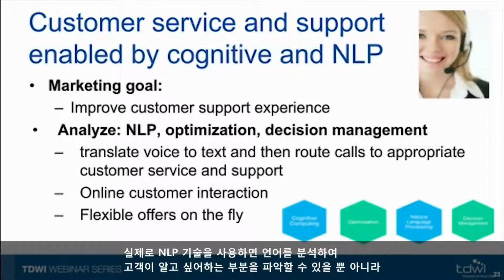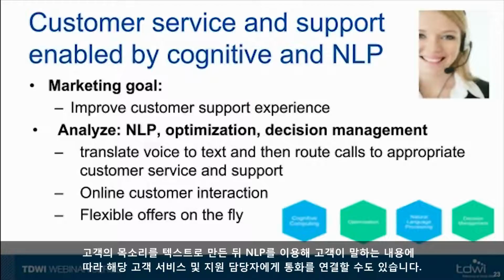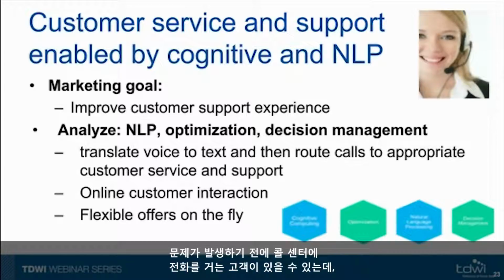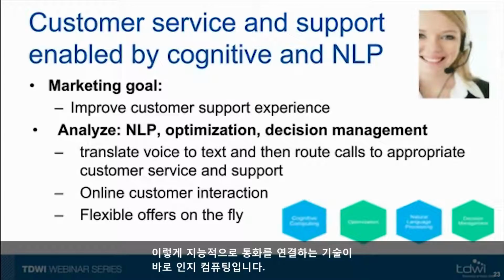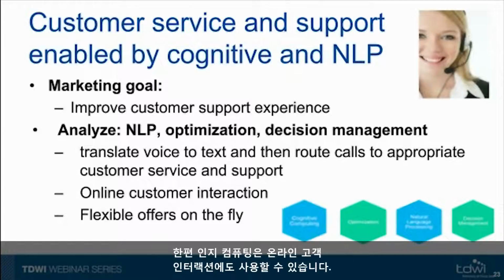But what can happen is that NLP technology can actually be used to parse language to understand what people want to know about. So you can translate voice to text and then use NLP to route them, based on what the customer is talking about, to the appropriate customer service and support agent. So you might call because you have a problem with your phone service, and you can be routed based on who you are and what you're asking about. That's sort of a form of cognitive computing. It's intelligently doing this.